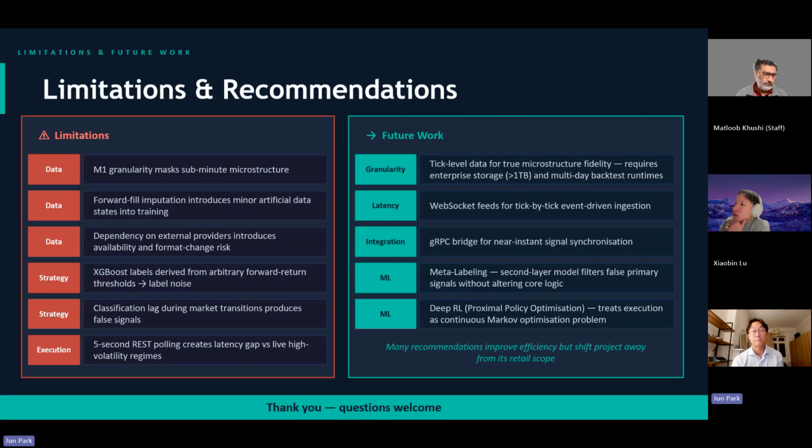So in conclusion, an honest assessment of our architectural limitations outlines a clear path for future development. On the data side, our M1 resolution smooths out sub-minute microstructure patterns, requiring the VWAP to be approximated. Strategy-wise, the XGBoost model experiences slight classification lag during regime transitions. And then on the execution side, our 5-second REST polling interval is vulnerable during high volatility flash crashes. So to advance this framework, the future roadmap focuses on migrating to event-driven WebSockets or tick-by-tick ingestion, or utilizing a high-performance gRPC interface to minimize latency. But it's important to note that these recommendations would veer away from the core retail scope of the project.